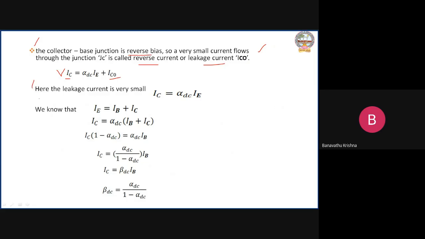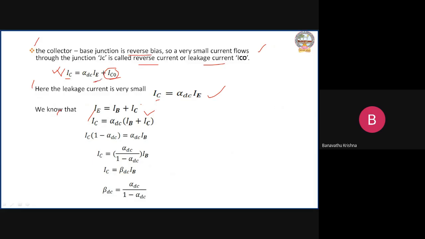Okay. Similarly here the leakage current is very small. Why? Because it is due to the minority charge carrier current, so it is negligible. Then IC equals alpha DC into IE. We know that the sum of the leaving current equals the sum of the entering current, IE equals IB plus IC. So from this equation, IC equals alpha DC into IE.